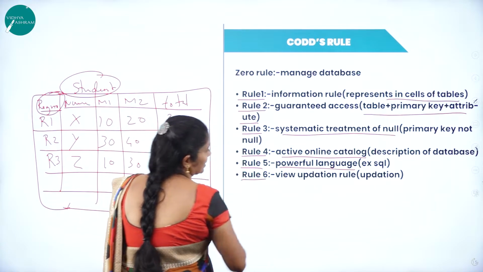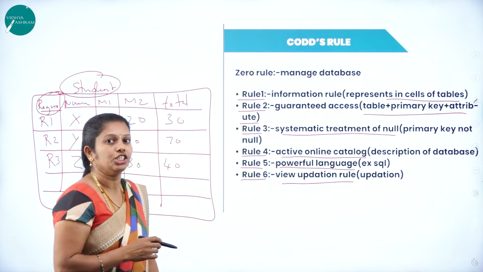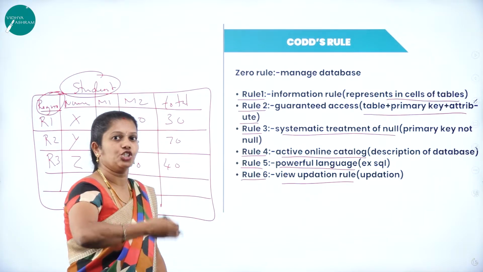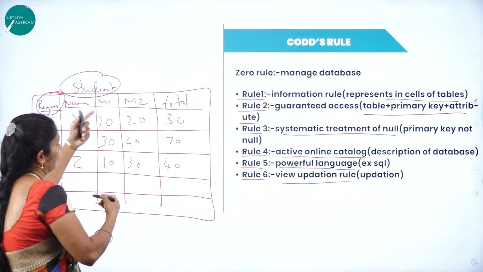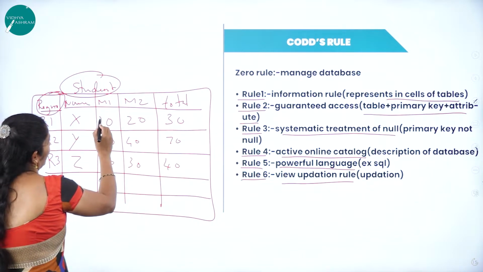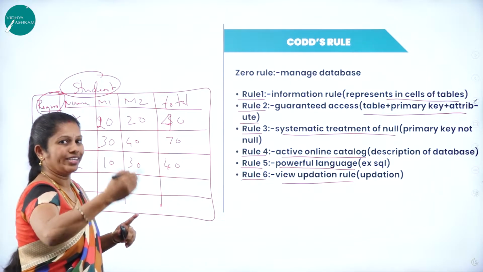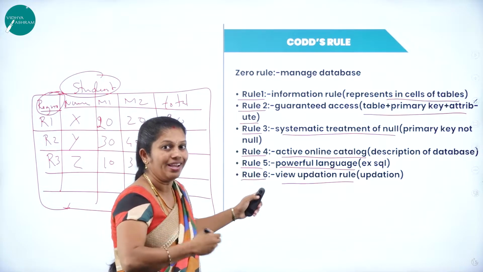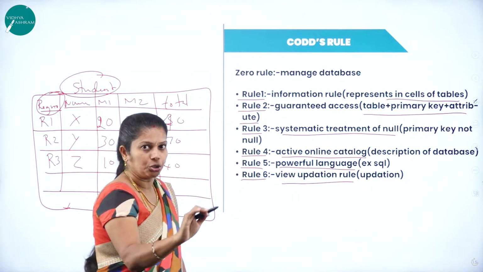Then rule 6 says the view updation rule. Whatever we updated, whatever the data is, that has to be updated immediately. For example, we have the marks as 10 in the case of name X. If I make a change to 20, then here it becomes 40. It means that whatever change takes place has to be updated immediately.